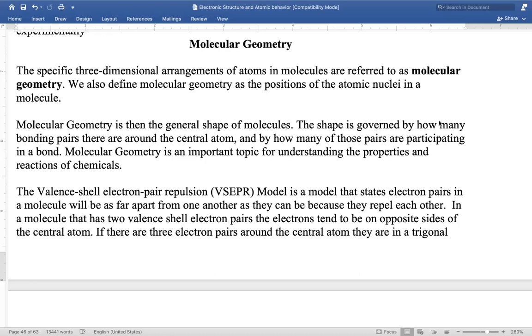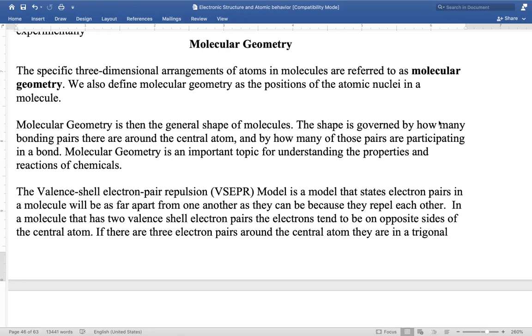Shape is dictated by both bonded and lone pairs around a central atom, and how those both repel and attract one another. Well, how they repel each other in the space that they are given. Molecular geometry is important for looking at properties of different chemicals. All of this is based on what is called the VSEPR theory. The VSEPR theory is the valence shell electron pair repulsion model.